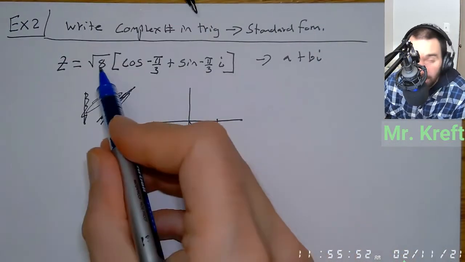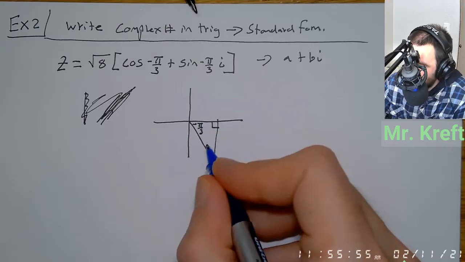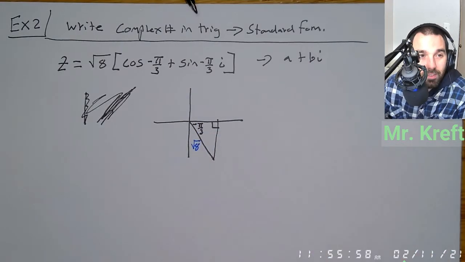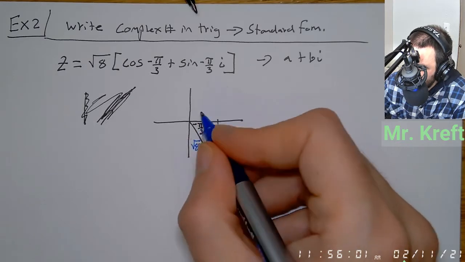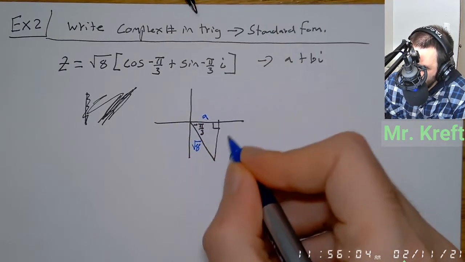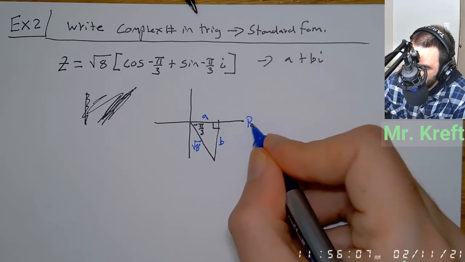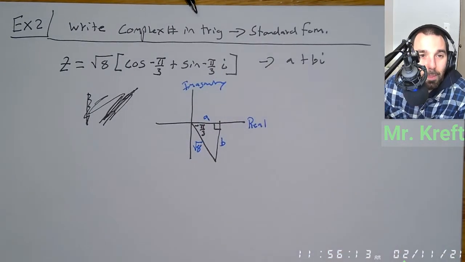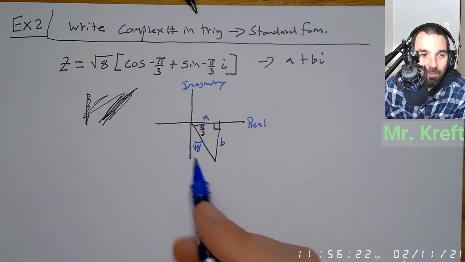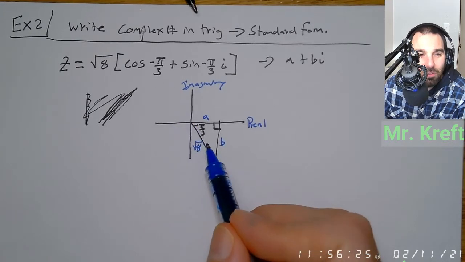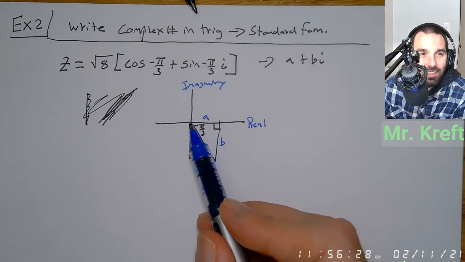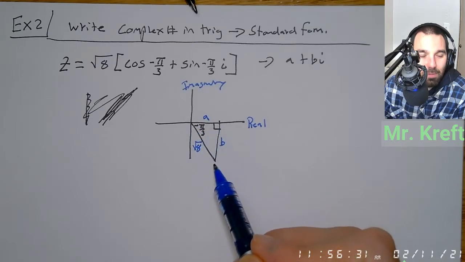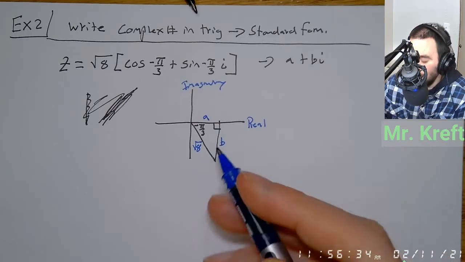Okay, and then if we fill things in, my magnitude or my modulus is square root of 8. And then this is my A and this is my B, because this is real and this is imaginary. You guys see how that worked? I'm just drawing a triangle, so I know that my angle is negative pi over 3, the A is my real part, the B is my imaginary part, and my modulus is square root of 8.